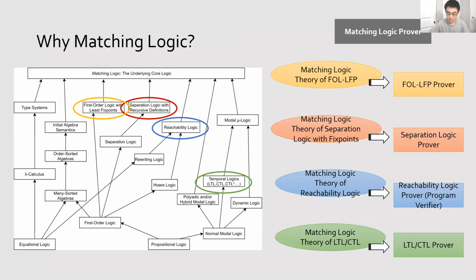So what is matching logic? Matching logic is a very expressive logical system. As shown on the left, many important systems such as first-order logic with least fixed points, separation logic, temporal logics, reachability logic, Hoare logic, and many more can be defined as logical theories in matching logic. Therefore, if we have an automated theorem prover for matching logic, we can instantiate it by the various logical theories and obtain various specialized theorem provers as shown on the right.